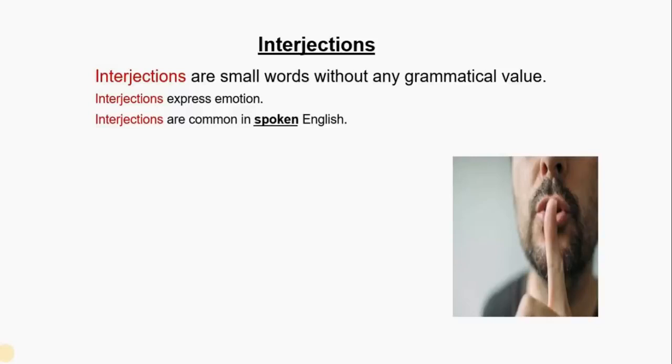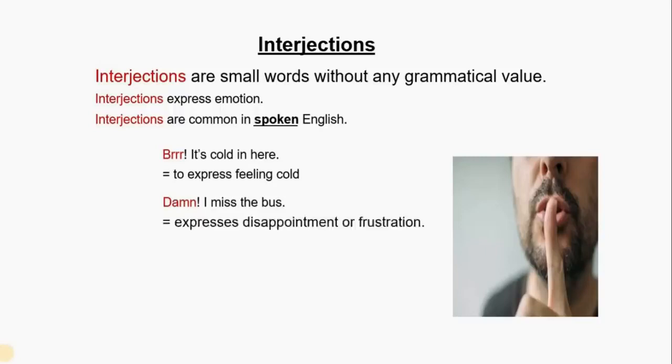So for example, brr, it's cold in here. So brr is to express feeling cold. Damn, I missed the bus. So damn expresses disappointment or frustration, or maybe even anger. Shh, please don't talk during the conference.